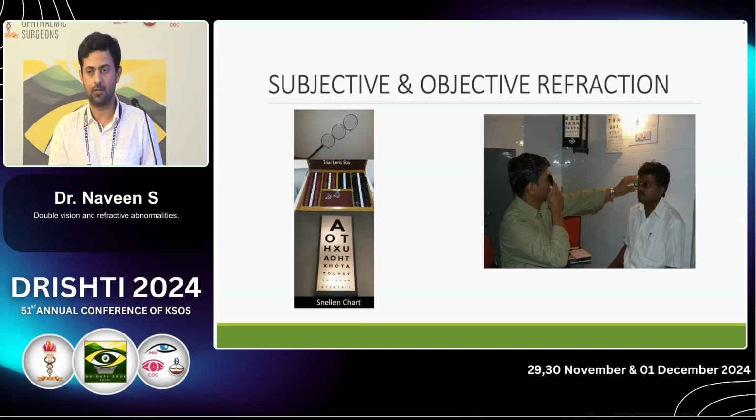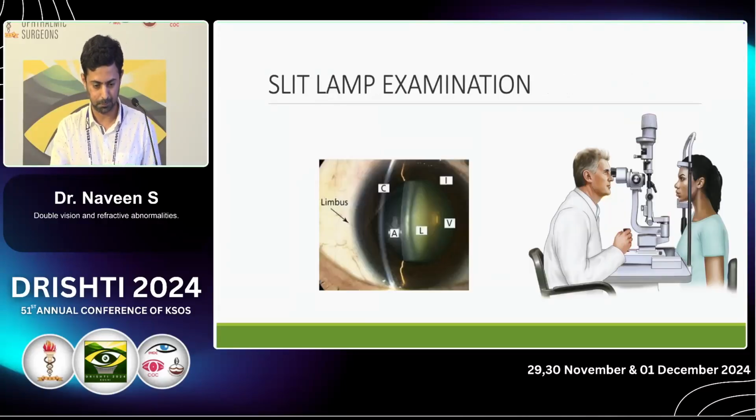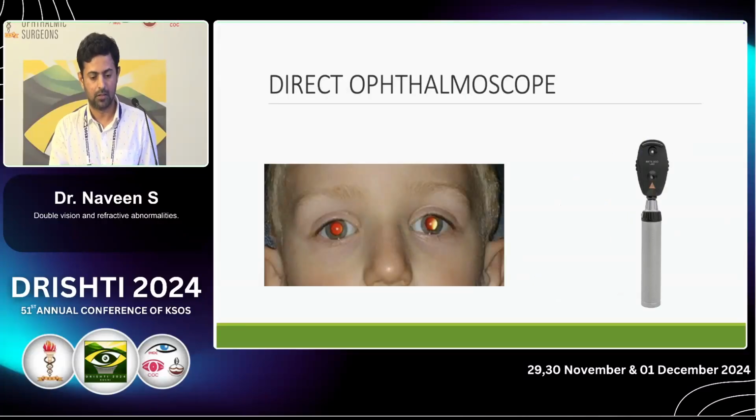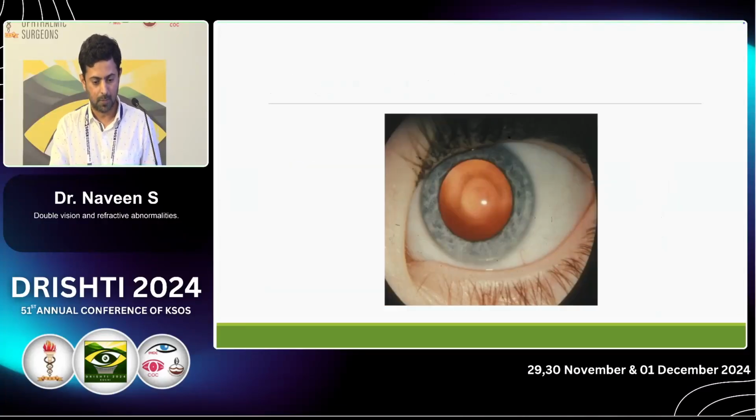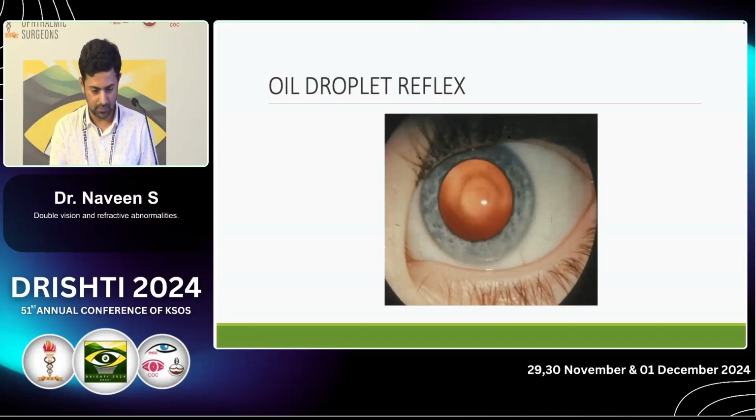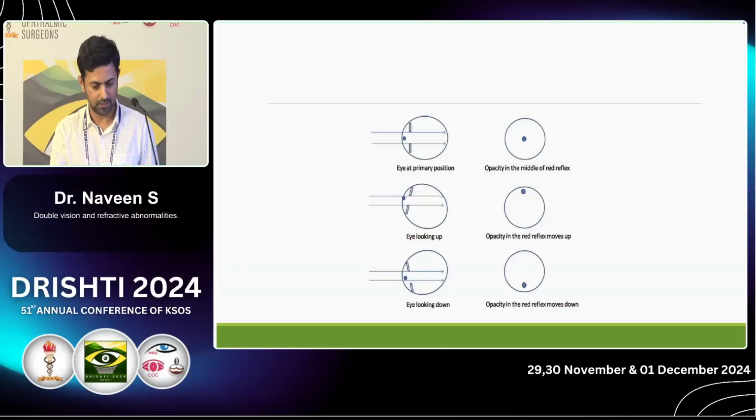We also have to do a good objective refraction in such cases, and a slit lamp examination to look for any media abnormalities. This is another important instrument which will help us during this assessment. We can get an idea about the astigmatism or any refractive errors by seeing the red reflex. We can even identify media abnormalities like keratoconus in this patient.